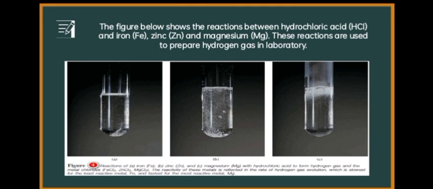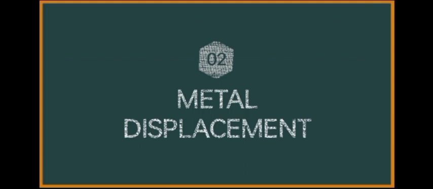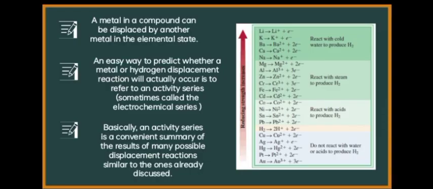So the reactivity of these metals is reflected in the rate of hydrogen gas evolution, which is slowest for the least reactive metal, which is the iron, and the fastest for the most reactive metal, which is the magnesium. So next, we have the metal displacement. A metal displacement is when a metal in a compound can be displaced by another metal in the element state.